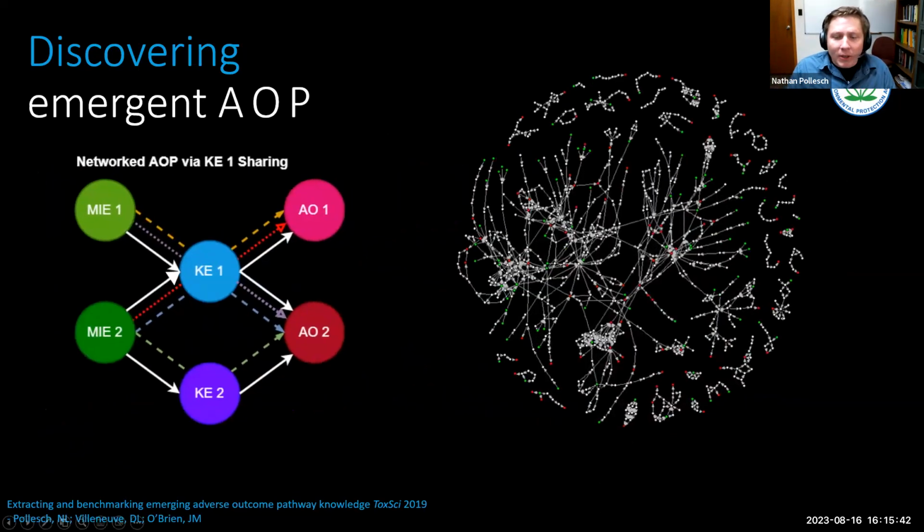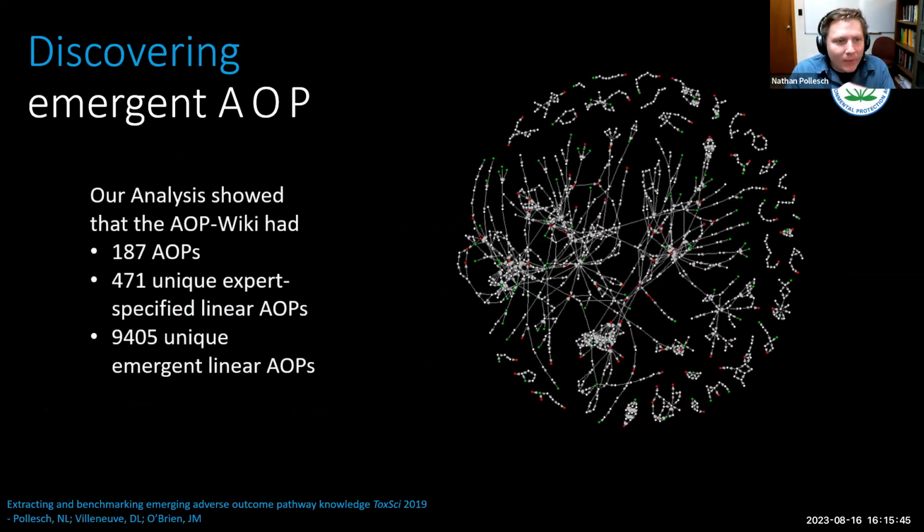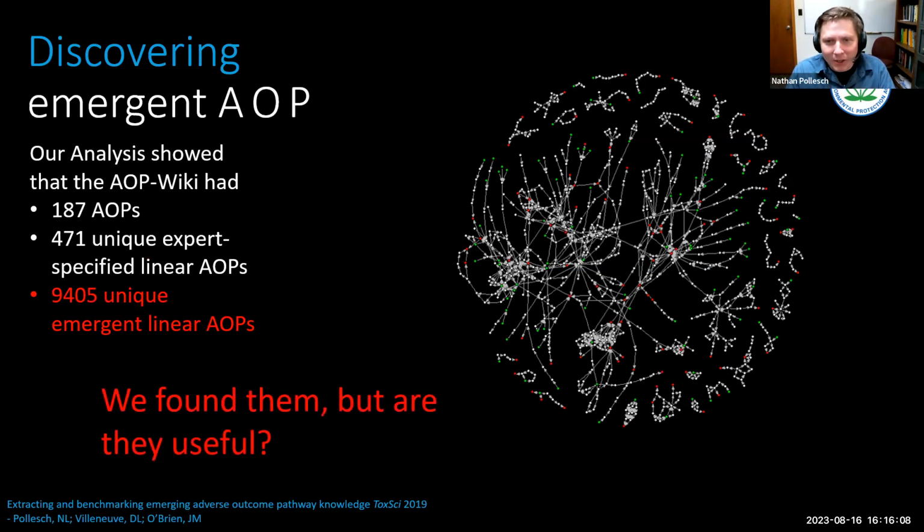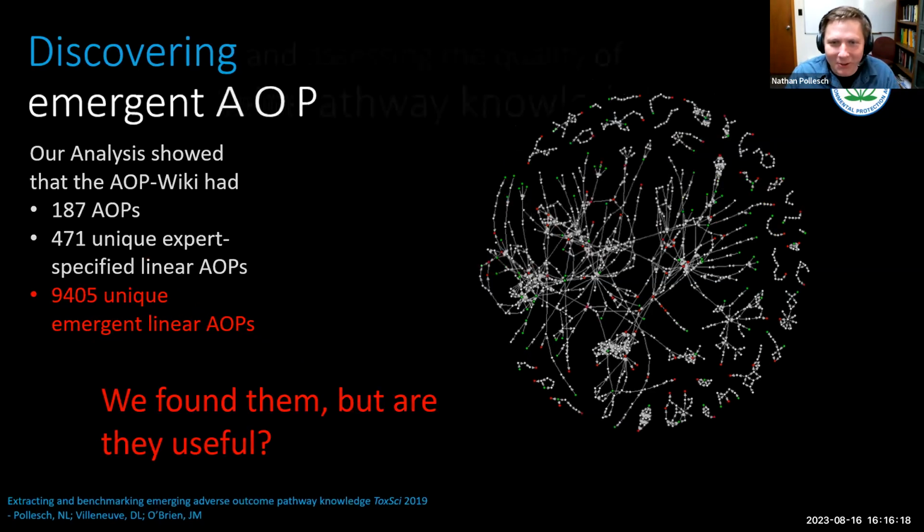Right. So we did this for the AOP wiki. At the time, there were 187 AOPs. We found 471 unique expert-specified linear AOPs and about 9,500 emergent linear AOPs. This number has gone up significantly since then. I think Jason O'Brien's on here today, and he keeps track of how these numbers are growing. But what this means is that there is a ton of information in here that might be useful or not. The conversations about biological domains of applicability and things like this are extremely relevant for figuring out if these things are useful or not.